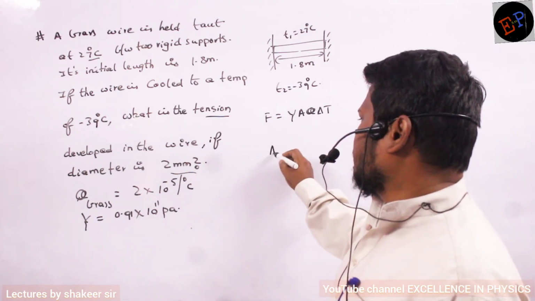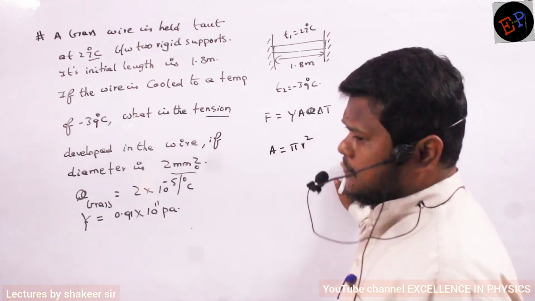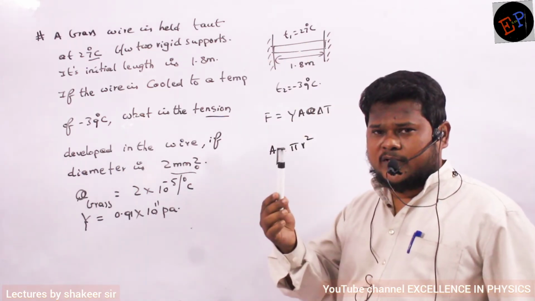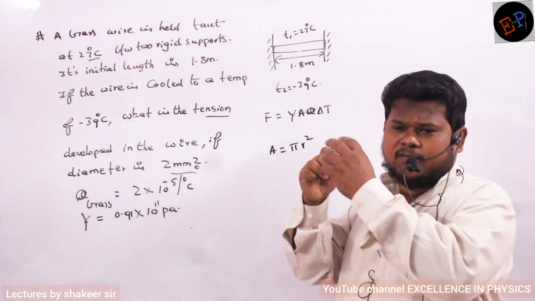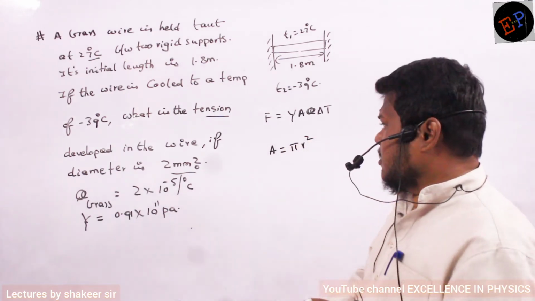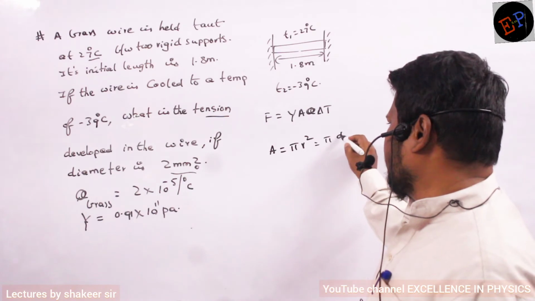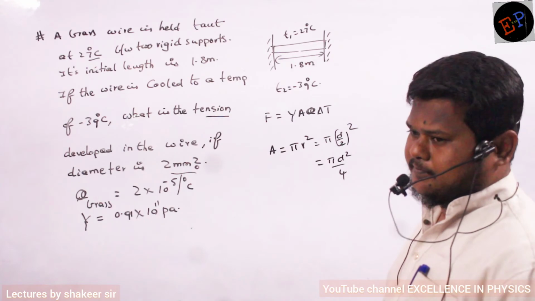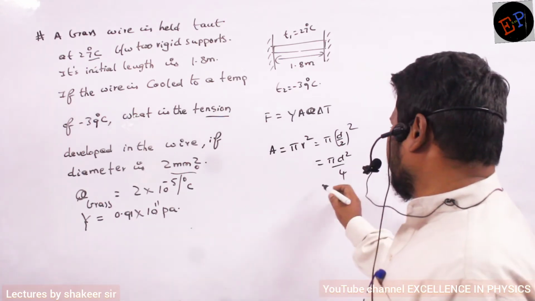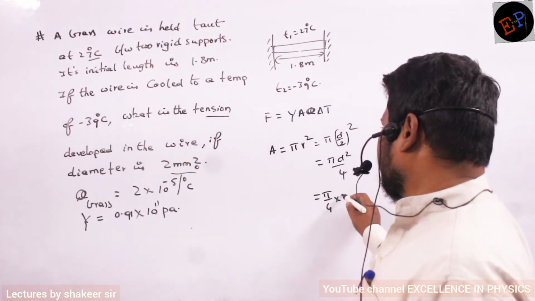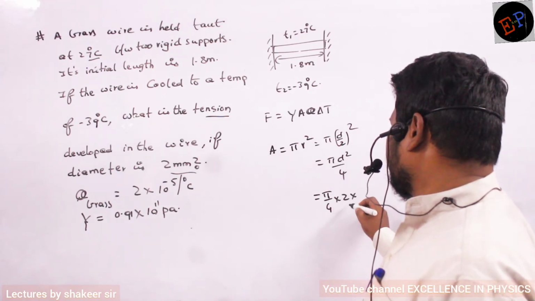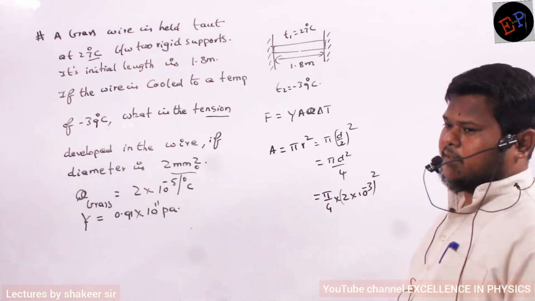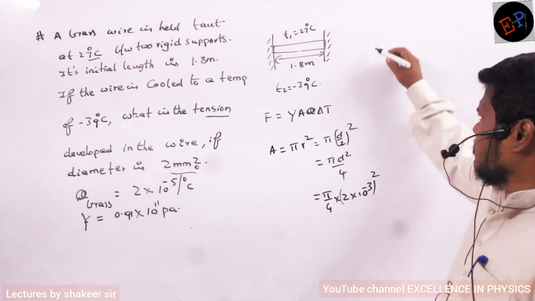So how can I calculate the area? Area is nothing but pi r square, no? Rods are in the shape of a cylinder, just like this pen. And what is the area of cross section of this pen? Pi r square. Here the diameter is given, no? So I can write pi times d by 2 whole square, or you can write pi d square by 4 also. But the diameter is given in millimeters, so you can write pi by 4 multiplied by 2 into 1 millimeter, which is 10 power minus 3 meters, whole square. This is the area. Understood, no? Now substitute all the values, that's it.